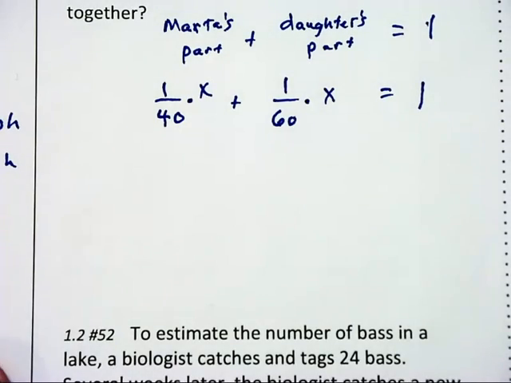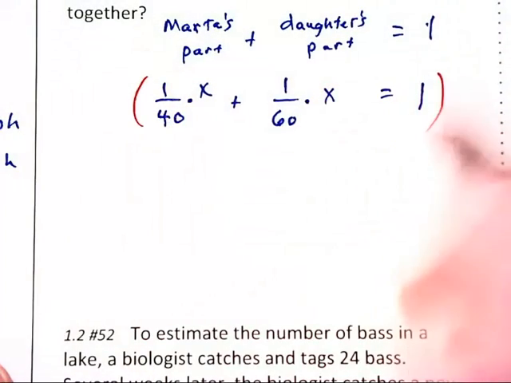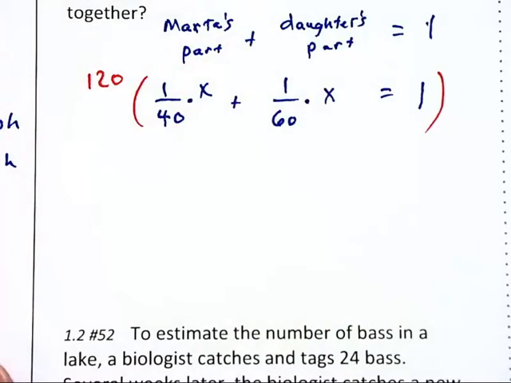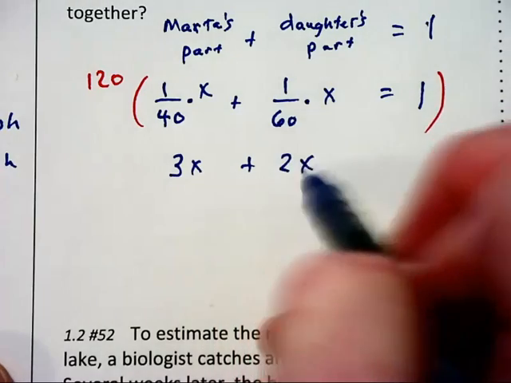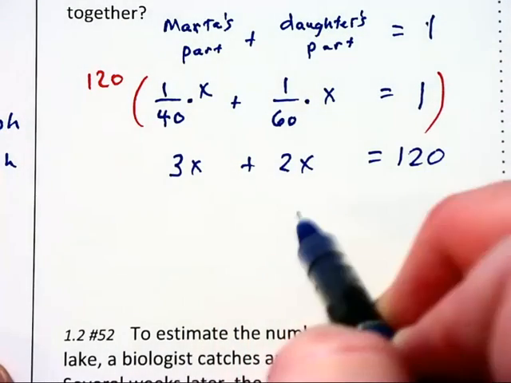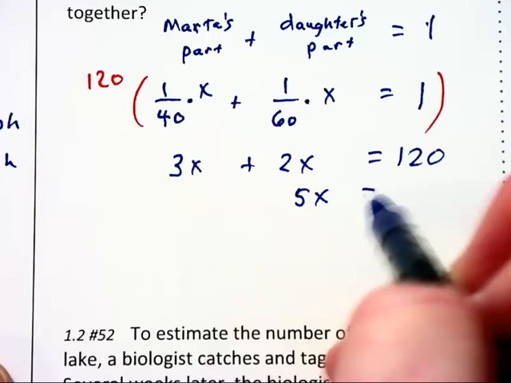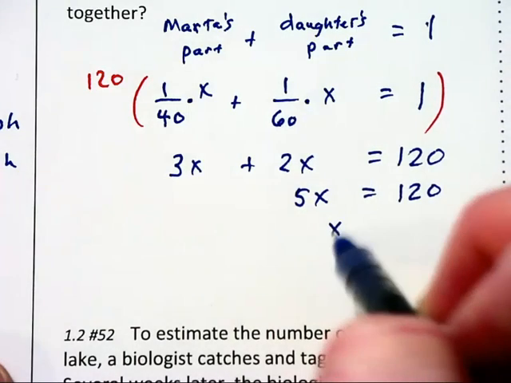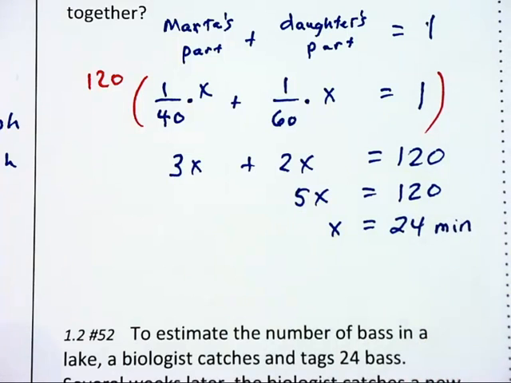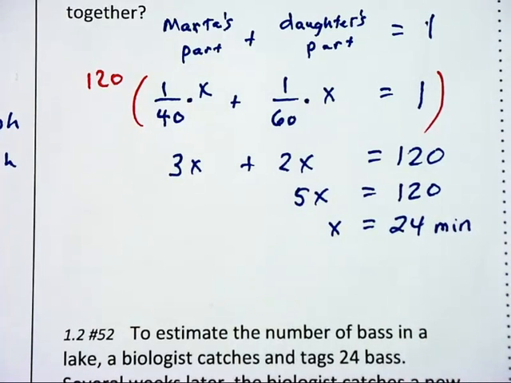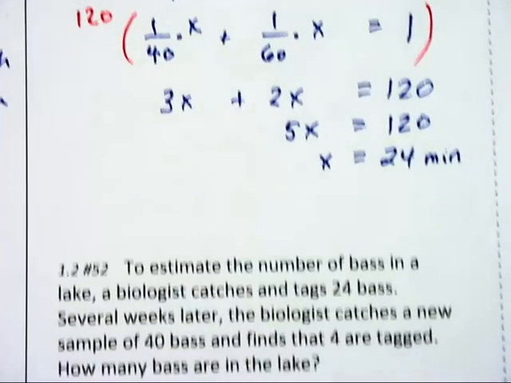Multiplying through now by the least common denominator of 120 is going to give us 3x plus 2x is equal to 120, meaning 5x is equal to 120 and x is equal to 24 minutes. That is how long it would take them to do the job if they worked together.